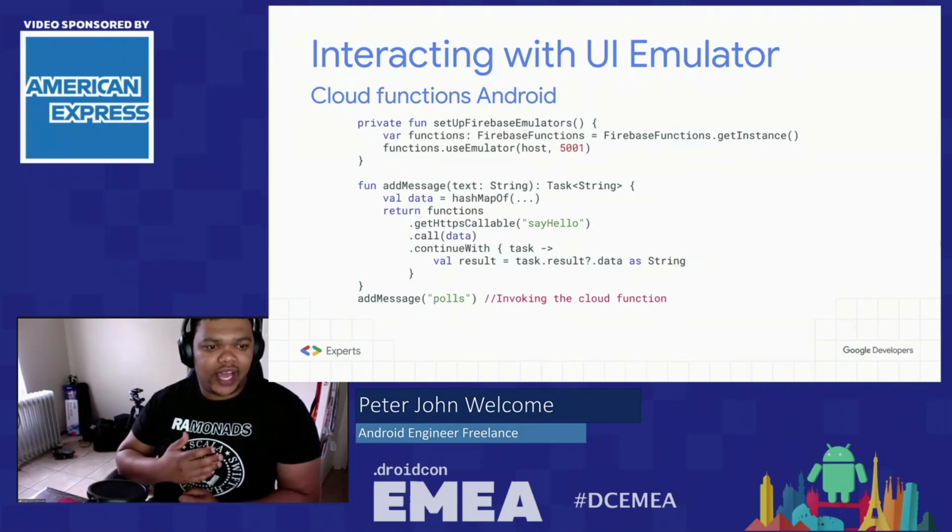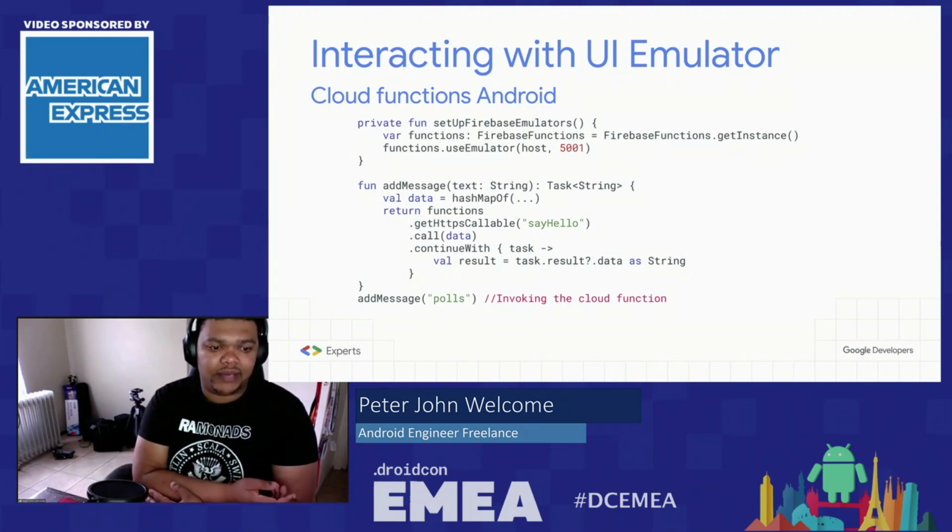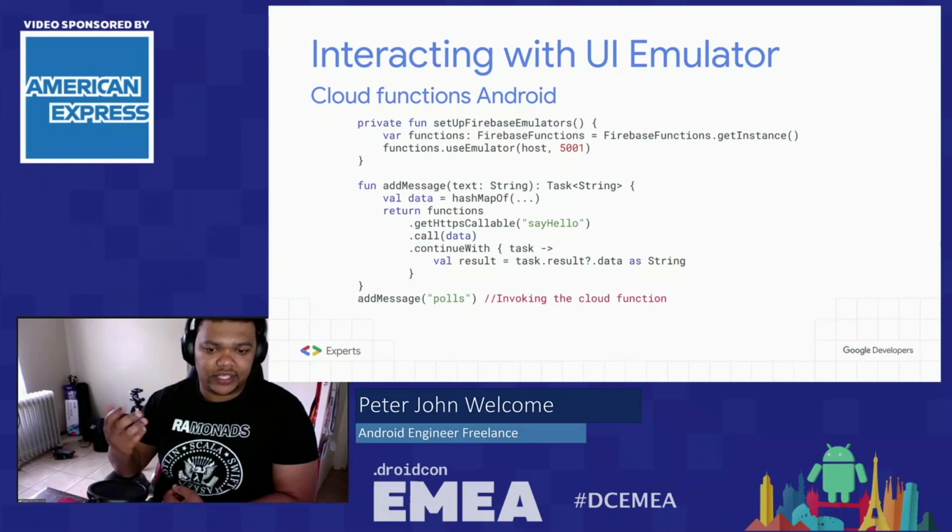From there, we then have an add message function that is then going to use the function and call that specific function, the cloud function itself. I'm passing in the data, which is the call over there, and then I'm going to get some result. And that is me then invoking the function at the bottom. So I'm calling add message, and I'm invoking the specific function.